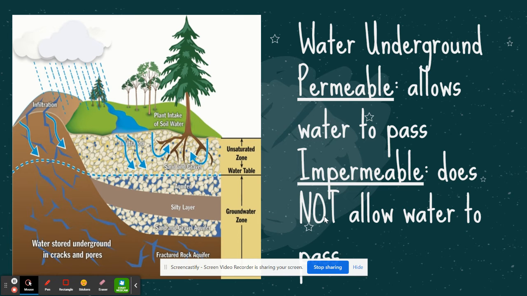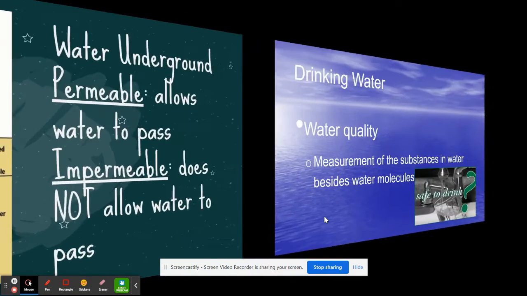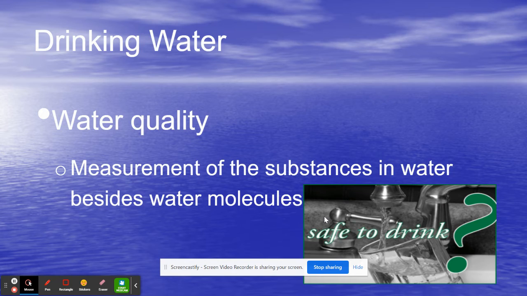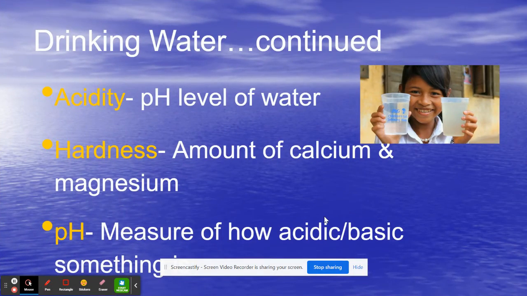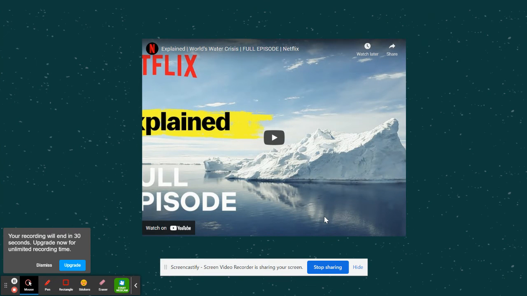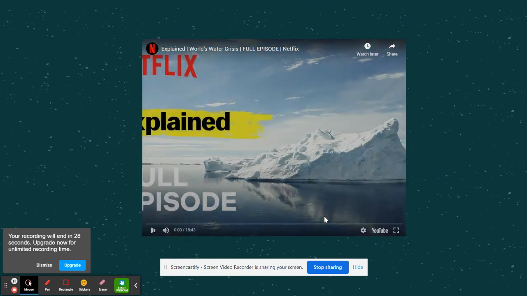Water underground, if something is permeable, it means it allows water to pass, and impermeable is the opposite of that. It does not allow water to pass. Drinking water is very important. We talk about water quality, which is the measure of substances in water besides water. Some things we look at are the acidity, the pH level. Hardness is the amount of calcium and magnesium. And remember, pH tells us how acidic or basic something is. Students, again, in class will be watching a video.